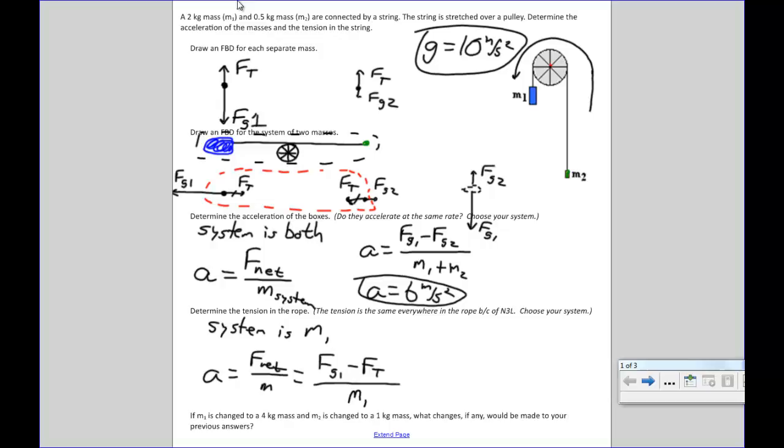What did we get for the tension in the rope? 8 newtons. We agree with Evan? Yes. 8 newtons. If you got 8 newtons, that's what I got. You can high five your partner. And you can turn the page to the next page.